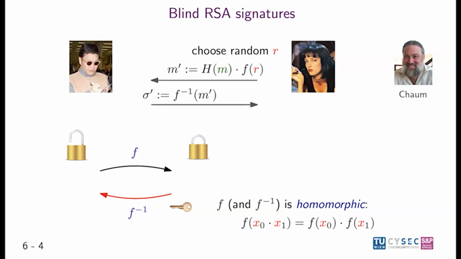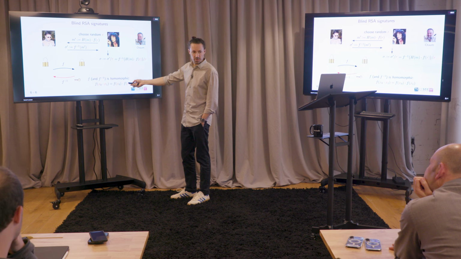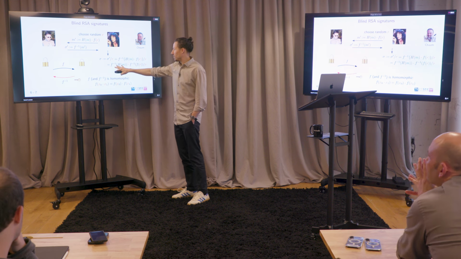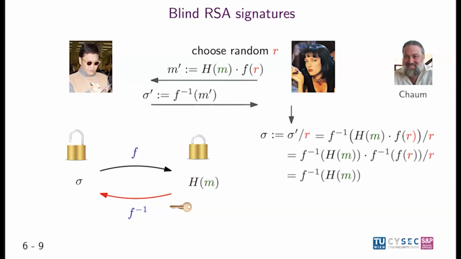So how can the user obtain a signature on the message from sigma prime? So basically what she does is she takes this blinded signature and divides by r, and I claim that that is an RSA signature, because if you just plug in, so what is sigma prime? It's f inverse of this blinded message, so that's this divided by r. Now we use the property that f inverse is homomorphic, so this is f inverse of the hash times f inverse of f of r, that's r, and that cancels out with r, right? And so she has obtained sigma defined like this.